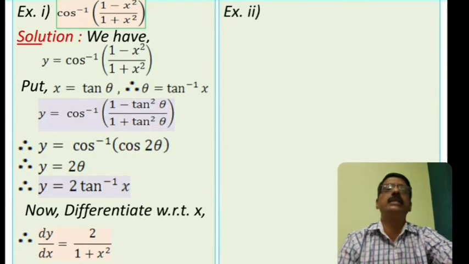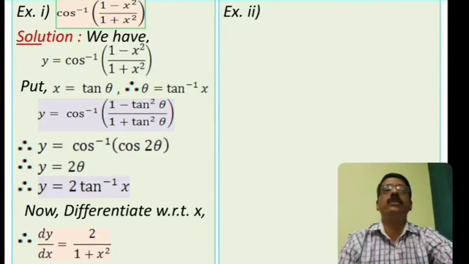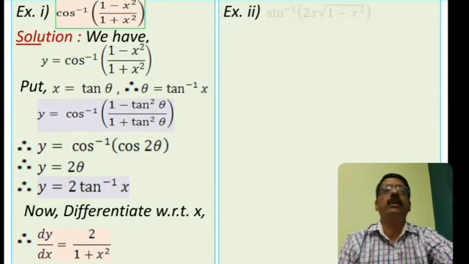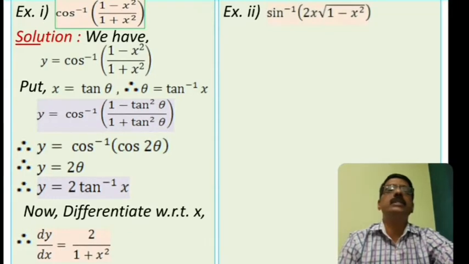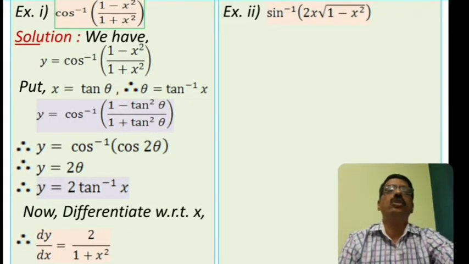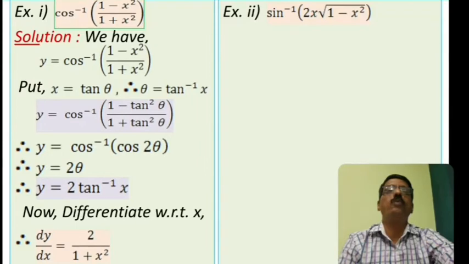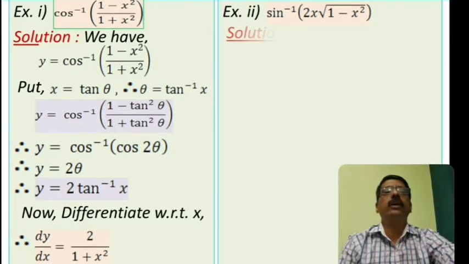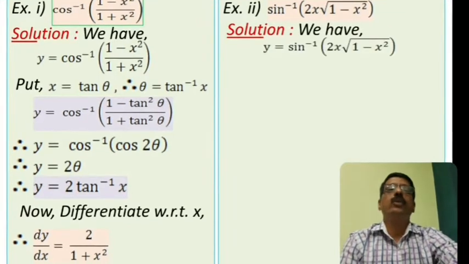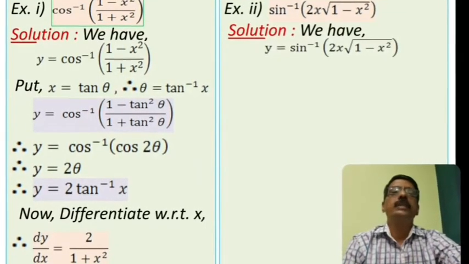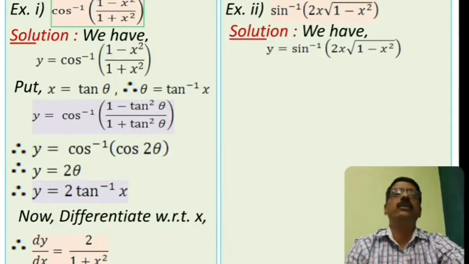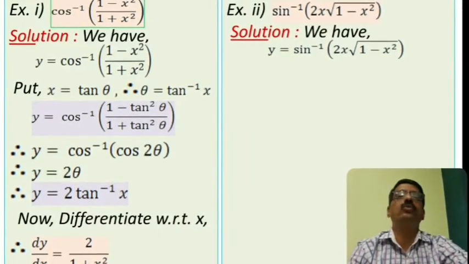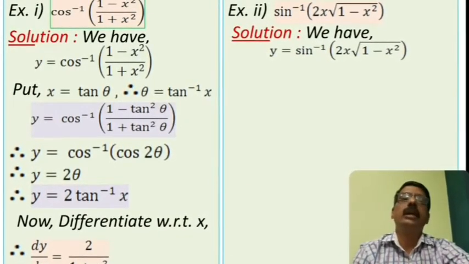Now we are taking the second example of the same type, that is the substitution method. Taking the example sin inverse of (2x√(1 - x²)). That is our given function. Take the solution. Firstly, we take the given function as y = sin inverse of (2x√(1 - x²)).